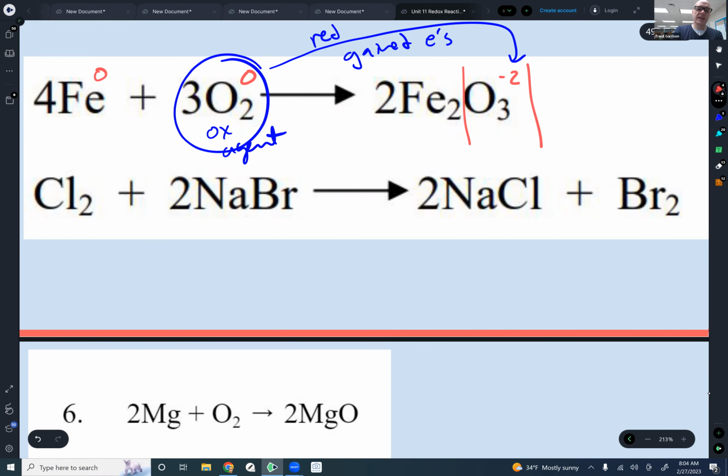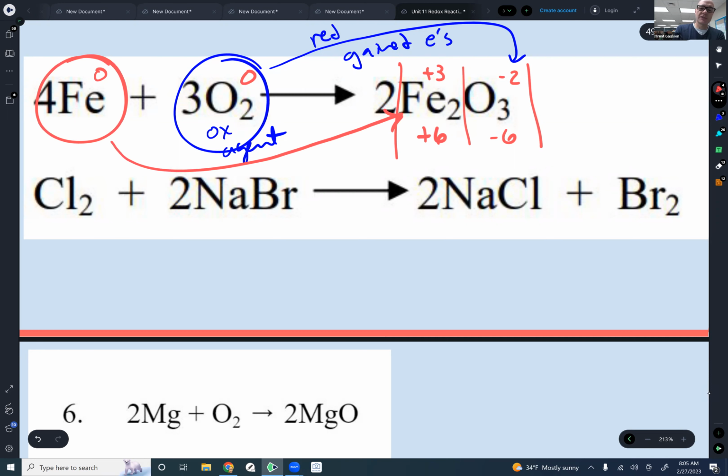Now, let's take a look at iron. Iron, if the total charge over here is -6, the charge on each one of these ions must be +3 because there's 2 of them. That would give us a sum of +6 to cancel it out. So it went from a 0 to a +3. That means it lost electrons. That means that it went through oxidation, meaning this is my reducing agent.